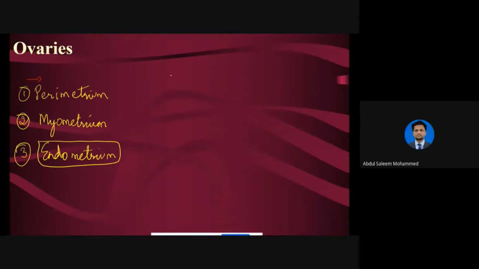The perimetrium is the outer thin layer. So I'll draw it and describe the 3 layers. The perimetrium is the outer thin layer of the uterus. This is how it comes, like this. Outer thin layer it is. Okay, that's the first layer. And this layer is a membranous layer. It means it has a membrane, a layer of tissue, and that tissue is a very simple tissue which is present around.